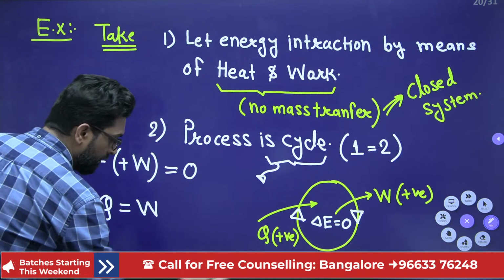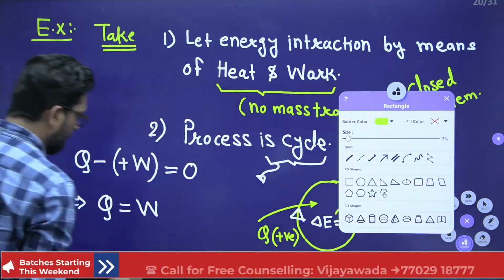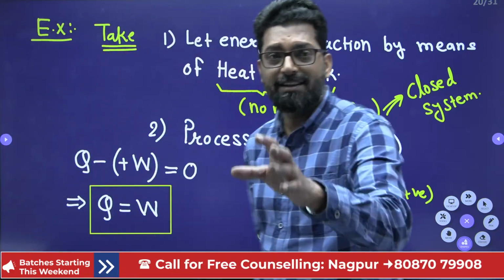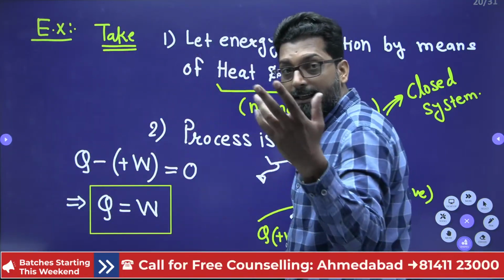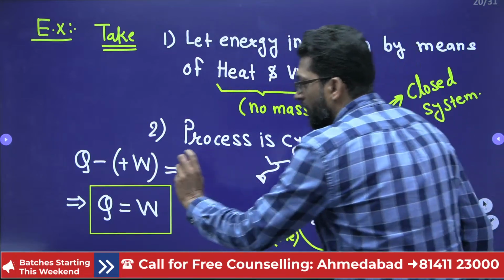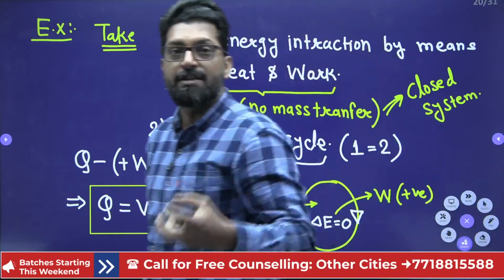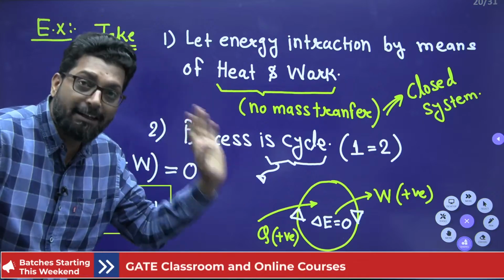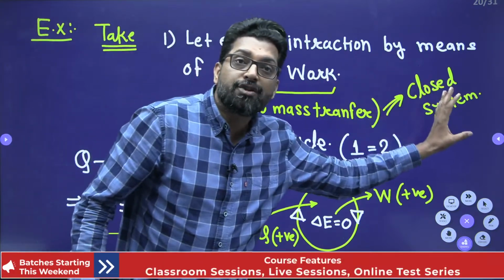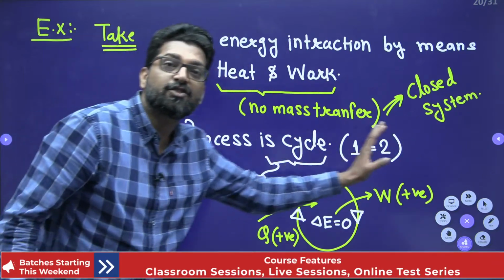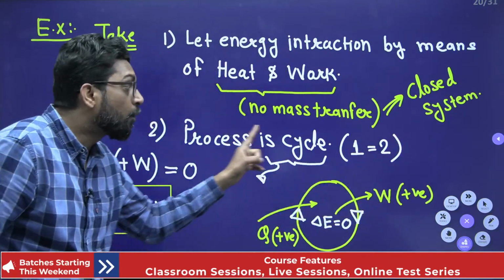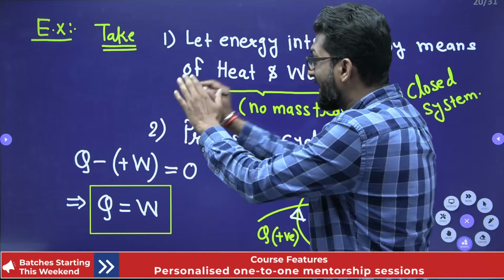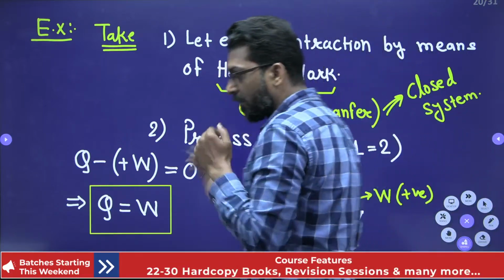Now my dear, see the beauty. Many students get confused here. If we write for a system Q is equal to W, what is your observation? What is your background? Q is equal to W means we are taking a closed system, that means there is no mass transfer. Number second, the process is a cycle. These are very important. It is never written in the book, it's crystal clear. So these two are very clear.